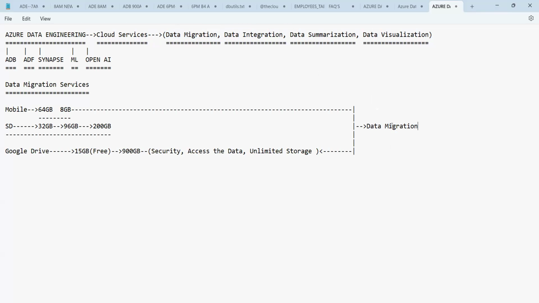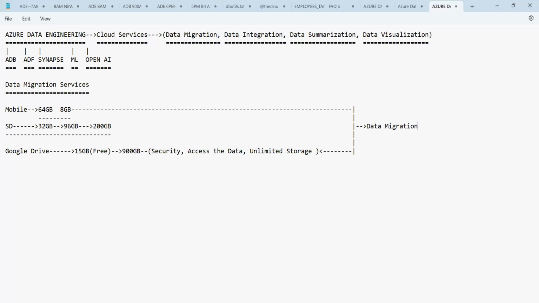Data migration does not mean only shifting the data from on-premises to cloud. Whenever you move the data from anywhere, from a cloud to another cloud also, that also comes under the data migration job only.